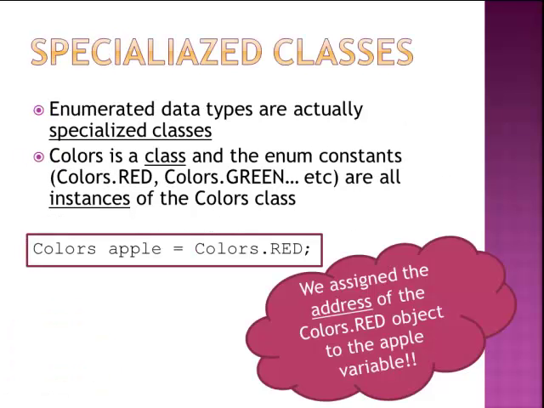Enumerated data types are actually specialized classes. This means that Colors is a class, and the enumerated constants Colors.red, Colors.green, and Colors.yellow are all instances of the Colors class. In the example Colors apple = Colors.red, we assign the address of the Colors.red object to the apple variable.